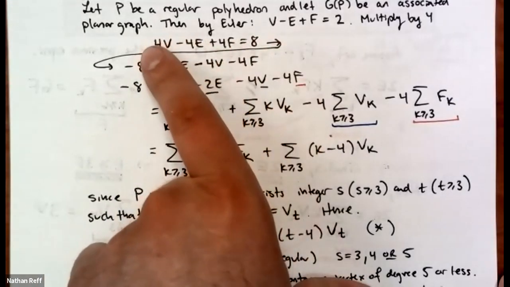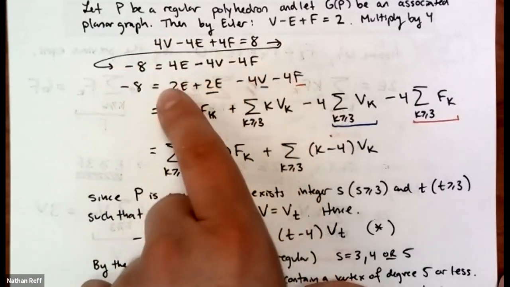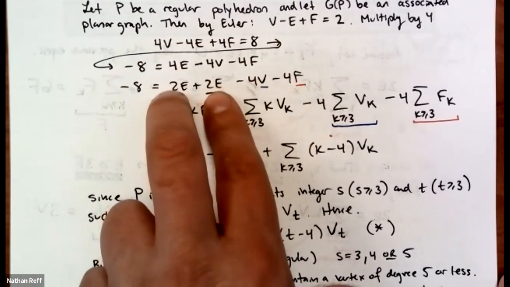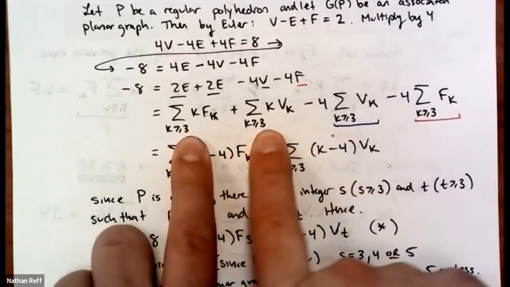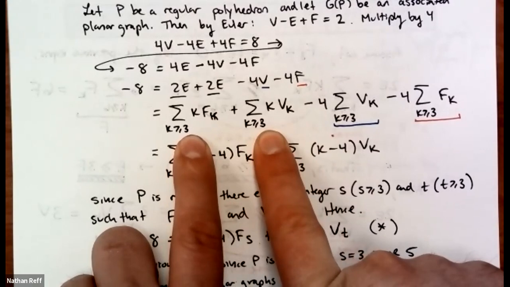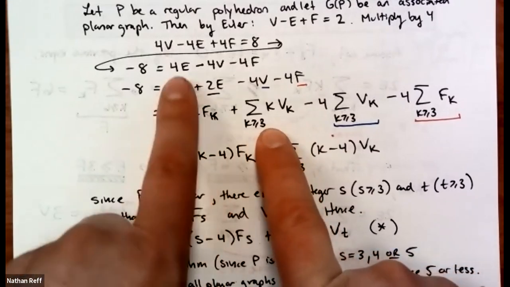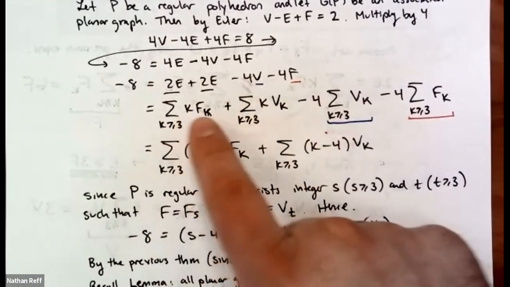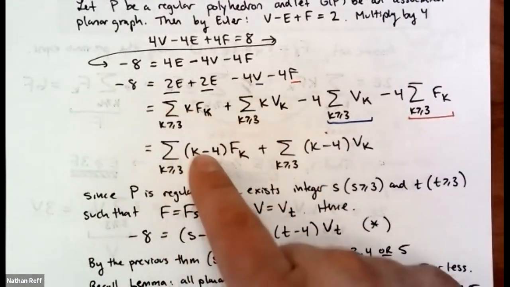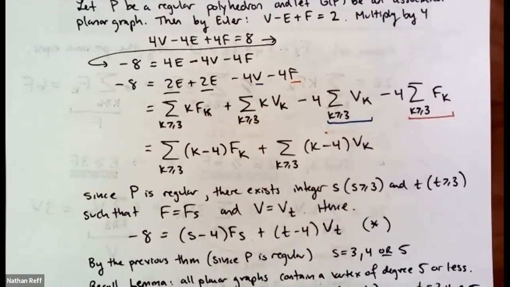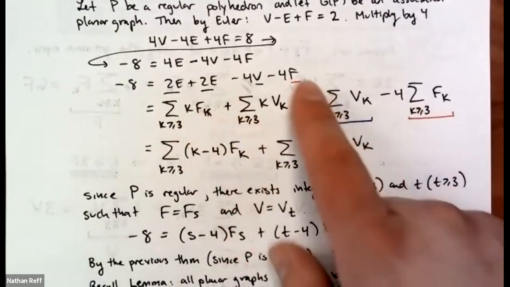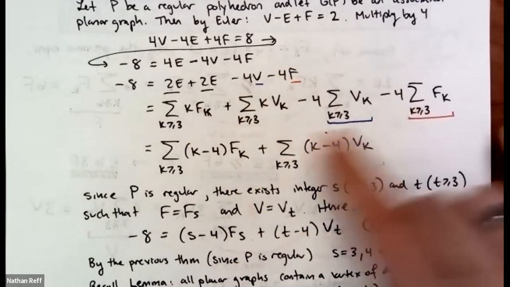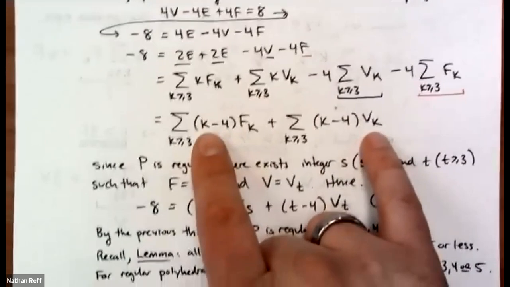Okay, and then we multiplied this essentially by -4, and the reason we did that is because then you'll get a 4e here, which we can decompose into 2e plus 2e, and then from before we knew that that 2e is equal to these two sums here, right? So k times f sub k, and the sum over all k's. Same thing for k v sub k, and then V is just the sum of the VKs and F is the sum of the FKs. So then we reorganize this to get this equation.